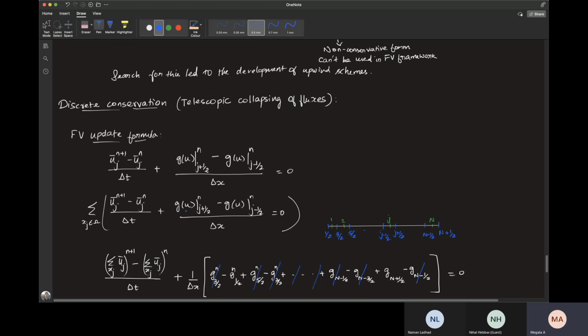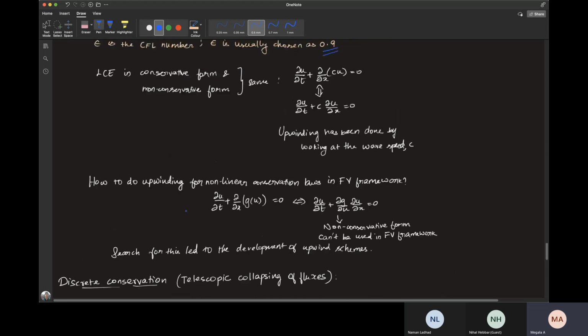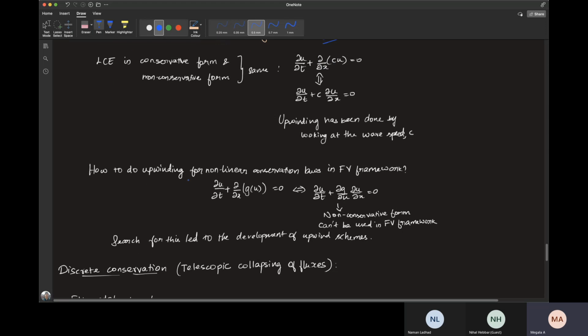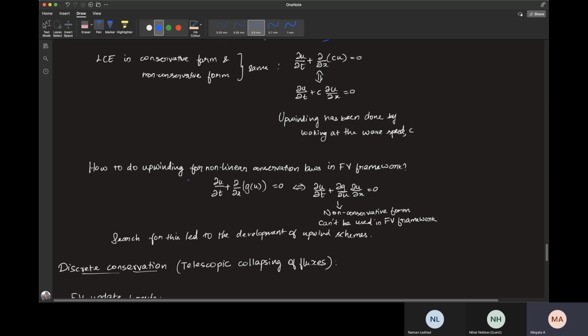Next, we'll be looking at these things in detail later. We'll look at some schemes specific to doing upwinding. That is, we have flux splitting methods. So we'll look at those things in detail later.